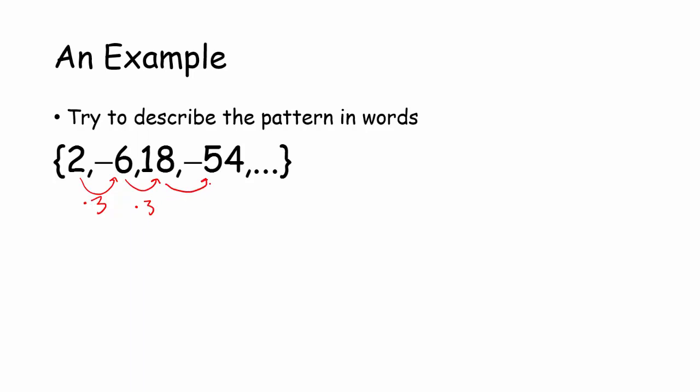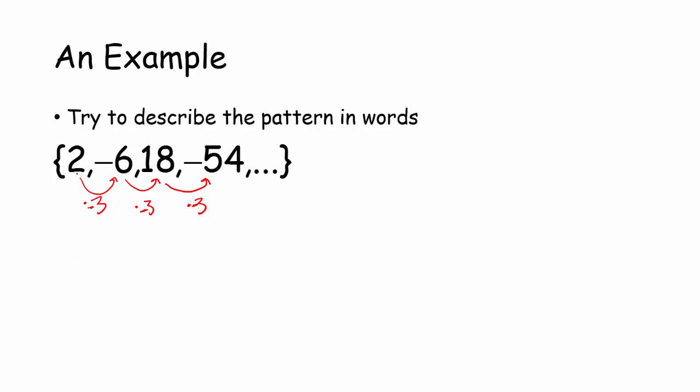And 18 times 3 is 54, but then we've also got the signs, positive or negative, alternating here. So 2 times 3 is 6, but I want this to be -6, so maybe it's 2 times -3. And then -6 times -3 is positive 18, and positive 18 times -3 is -54. So it looks like the pattern here is to get the next number in the list, you take whatever number you currently have and you multiply by -3. So that makes this sequence geometric.